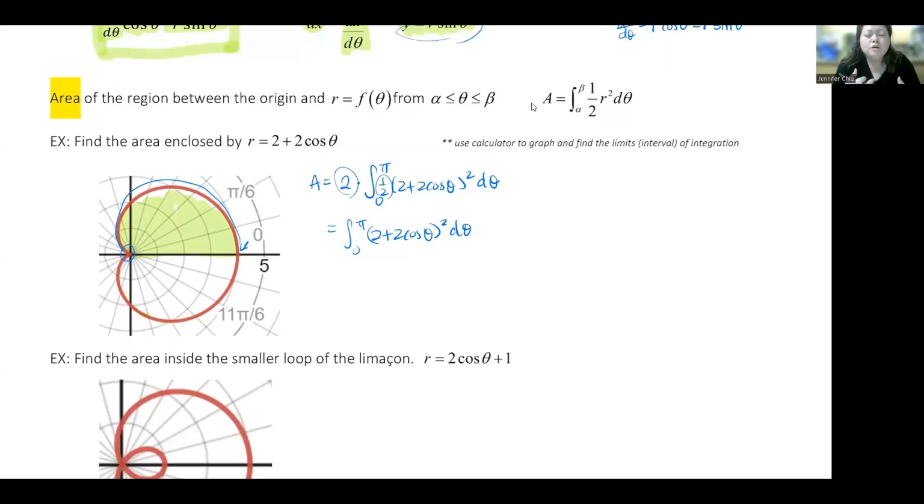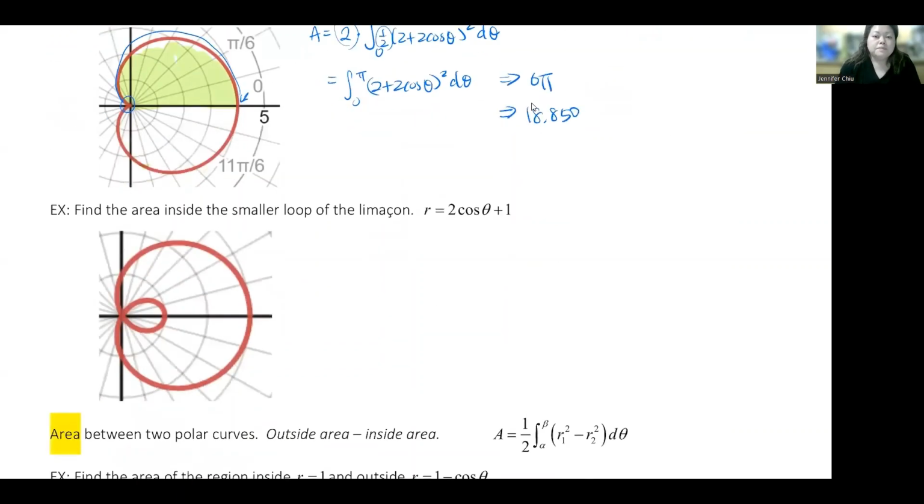So be in good practice of doing this by hand, but also know how to do this on the calculator, because there's a possibility of this showing up on the non-calc and the calc. So make sure you can do both ways. And if you were to do this by hand, you'll get a lovely answer of 6 pi. If you use a calculator to do this part, you'll get an answer of 18.850 if you round it to 3 decimal places. Okay? All right.